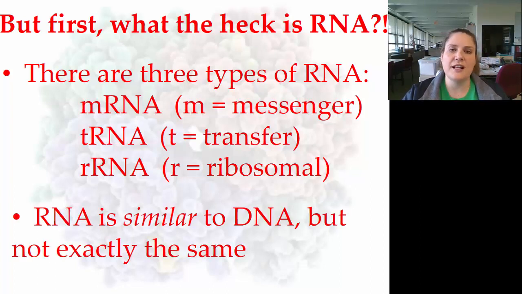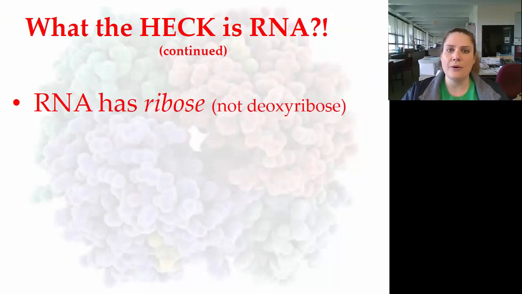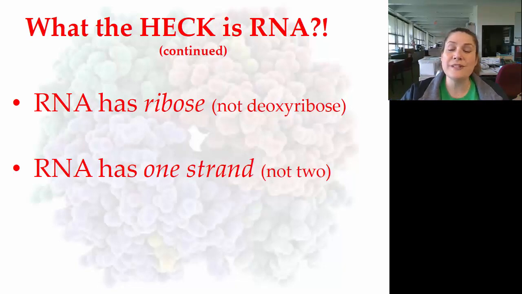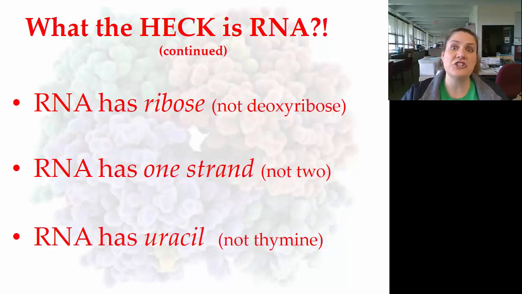RNA is really similar to DNA, but it's not exactly the same. There are a handful of differences. So first of all, ribose, not deoxyribose. So RNA is ribonucleic acid, not deoxyribonucleic acid. So it's just a different sugar. RNA has ribose, whereas DNA has deoxyribose. RNA is only single-stranded, whereas DNA is double-stranded. And RNA has uracil. So there's no thymine in RNA. DNA has thymine, RNA has uracil. Okay, it's a little confusing, but it gets in there. Why is it like that?